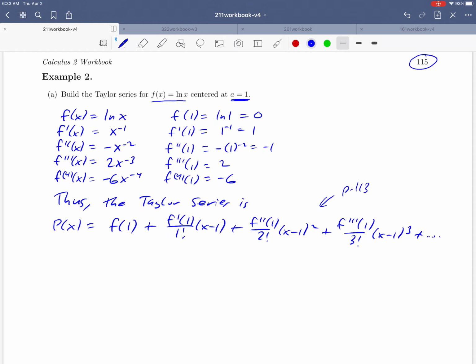And what do we actually have to do to get a final answer here? Well, again, it really just comes down to filling in these derivatives that we calculated above. Okay, that's all we really need to do here. So for example, f of 1 is 0. We can see that up here. F prime of 1 is 1, so we'll fill that in. Okay, f double prime of 1 is negative 1.